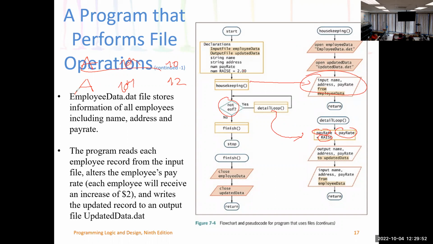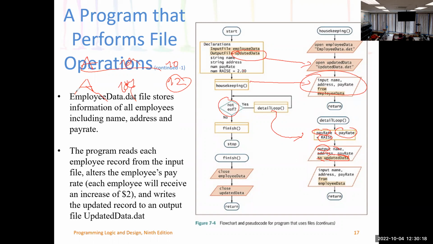Now I have the output here. That means write into the file. Name keep the same. Address here, keep the same. Pay rate, I already changed it to 12. And where do you want to write? You write into the update data here. So what is the update data? Update data is available. Link it to the new file, update data.txt. So now, that is the action you've done for one employee.